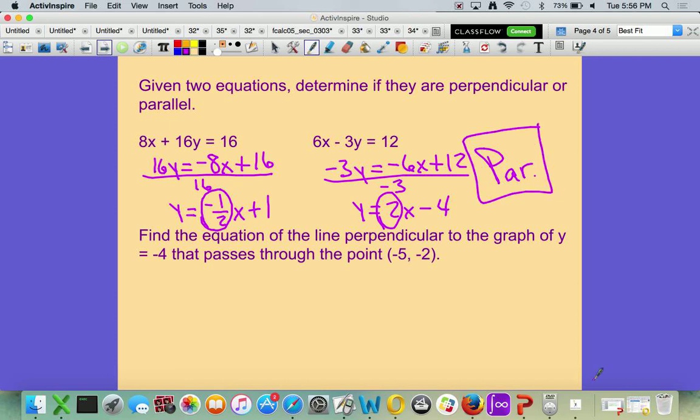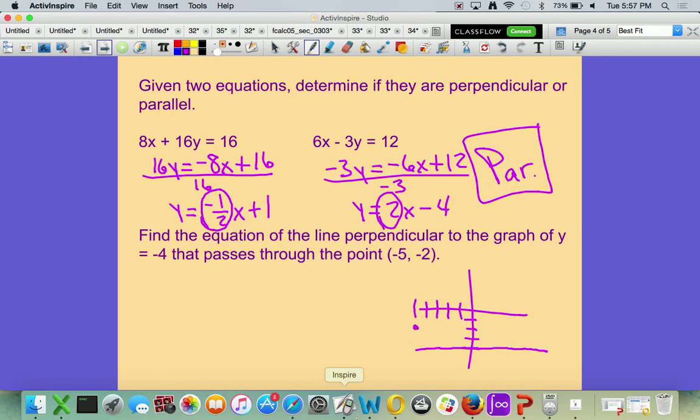All right, for our next one, find the equation of the line perpendicular to the graph of y equals negative 4 that passes through the point negative 5, negative 2. Now this one you're going to have to think through a little bit. If we were to graph y equals negative 4, we'd come down here and we'd draw a straight across line there. And then we want it to go through the point negative 5, negative 2.